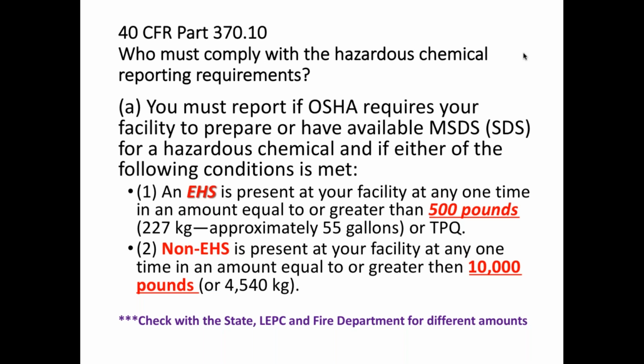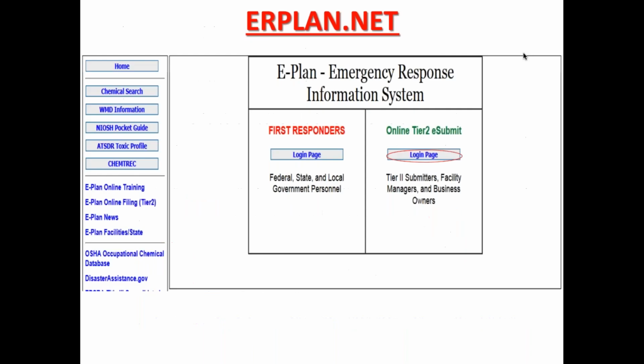Also check on how they would like this information that you will be supplying them, whether you email it, whether they use ePlan, or if they want a paper copy. Again, let me reiterate that this presentation will be up on YouTube following, and there already is one. The website that you go to is erplan.net, and you click on the online Tier 2 eSubmit, or you can go to tier2.erplan.net. Either one will take you to the same page.